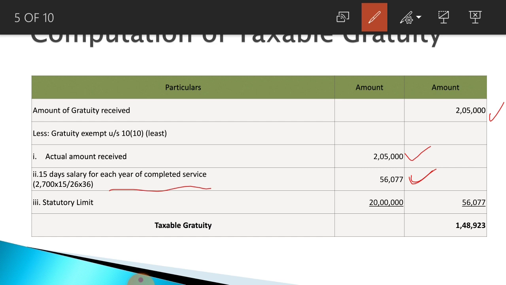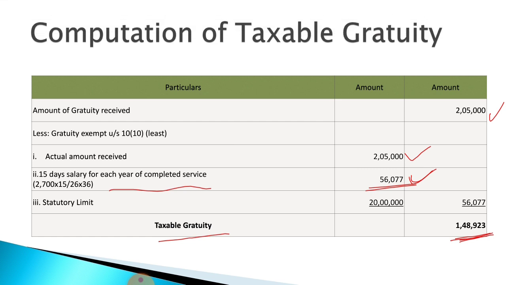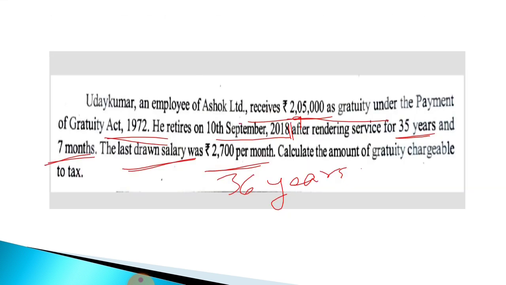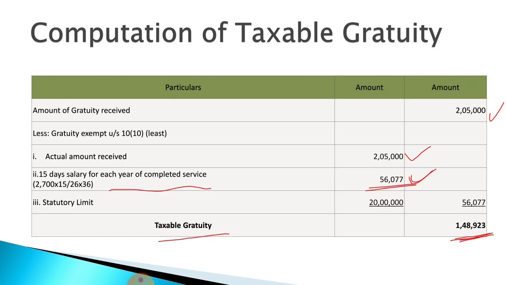Next one, statutory limit 20 lakhs. So here the least of the following you have to consider. Here the least of the following is 56,077. You have to consider that for deduction from the actual amount received as exempted gratuity amount. When you deduct exempted gratuity, the taxable gratuity amounts to rupees 1,48,923. That is the taxable gratuity amount of Mr. Uday Kumar, who is retiring from Ashok Limited.